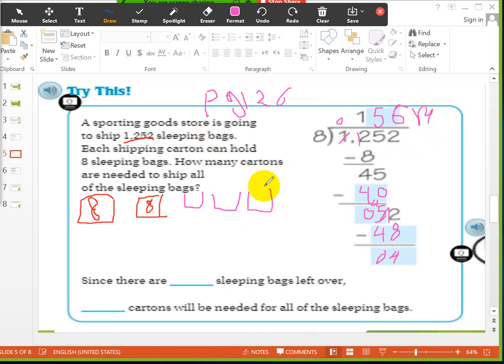I can't put it. I forgot the 2. No, there is the 2. Which 2, dear? I take the 2 and put it next to the 5, so it will be 52. Okay. So I have 4 sleeping bags left. I know the carton holds only 8, so I put 8, 8, 8, 8. So I have 156 cartons. There are 4 sleeping bags.